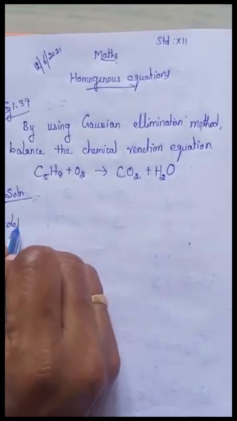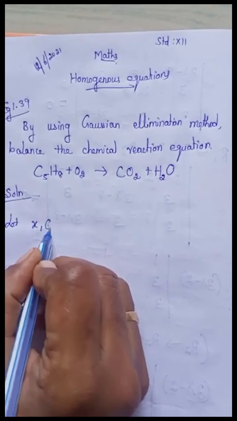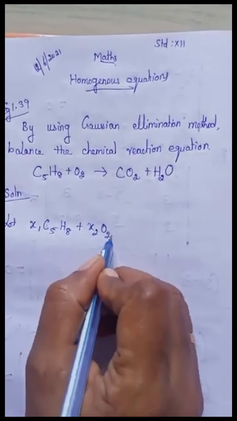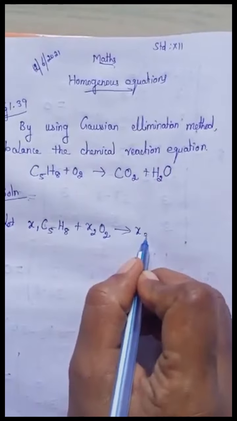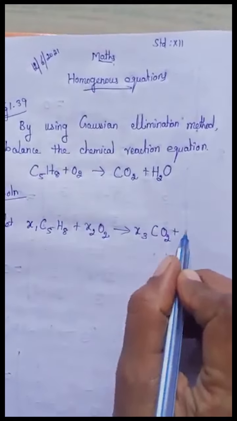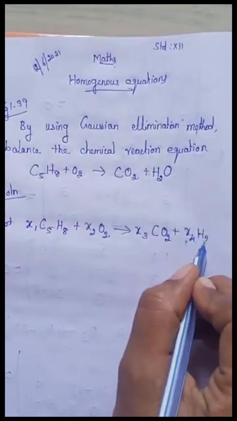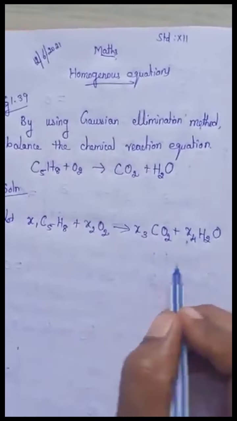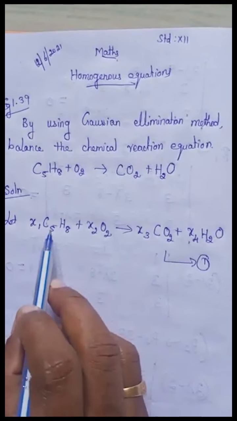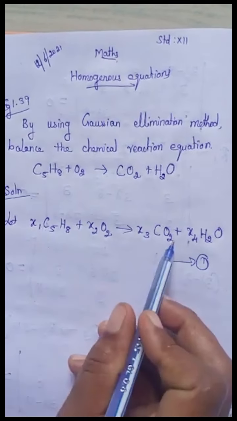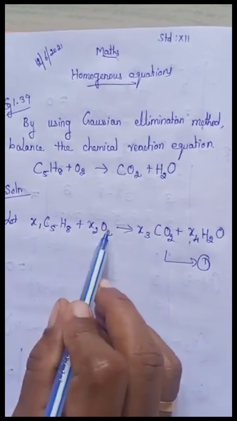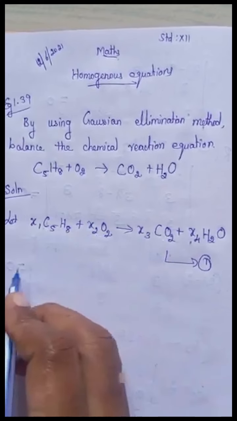See, so I am taking let x1 C5H8 plus x2 O2 gives x3 CO2 plus x4 H2O. So x1, x2, x3, x4 we have taken, equation 1. Now we have to compare the carbon atoms on both sides, then hydrogen atoms on both sides, then oxygen atoms on both sides. See?